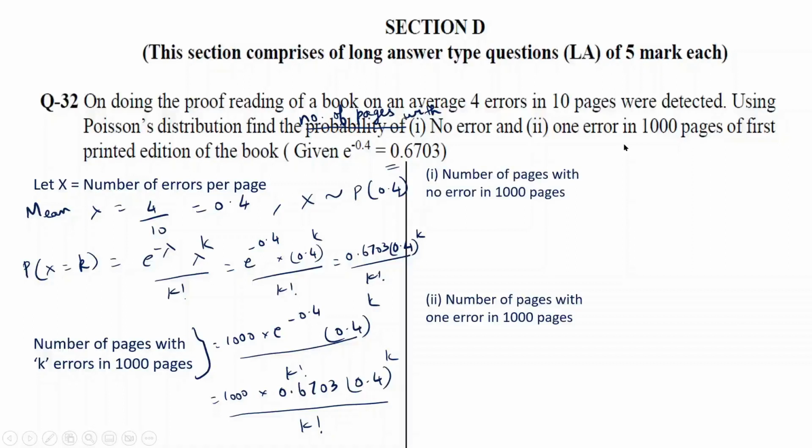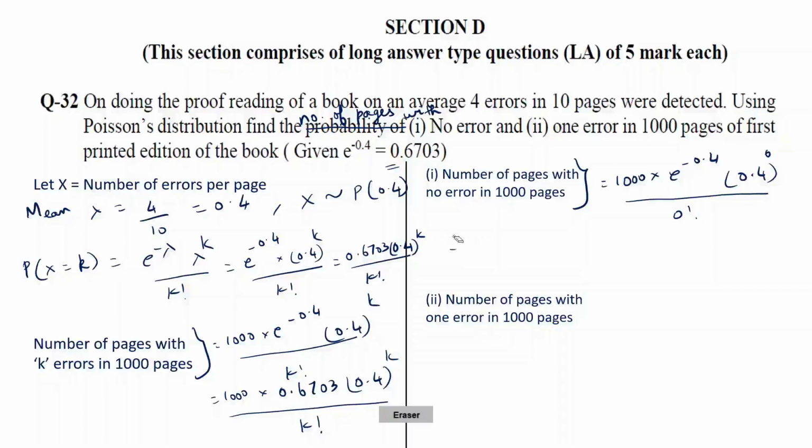So now we can find the number of pages with no error and number of pages with 1 error in 1000 pages. So number of pages with no error in 1000 pages will be, here we will have k as 0. So this is equal to 1000 into e raised to minus 0.4, 0.4 whole raised to 0 upon 0 factorial. This is nothing but 1000 into 0.6703 into 1. So this is equal to 670.3.